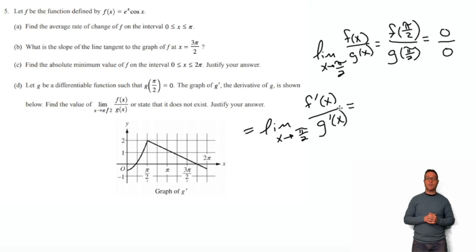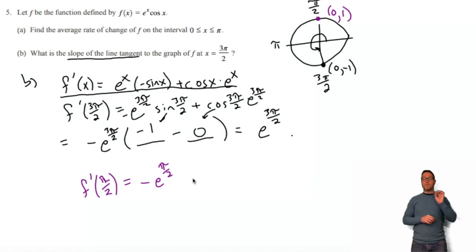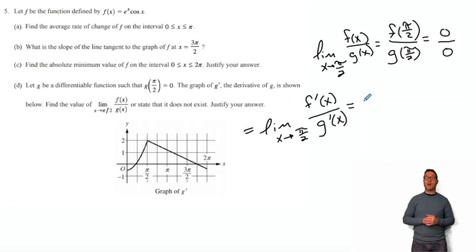So we're going to now take the derivative of each of these. And if you remember from part B, here's the derivative right here, f prime. So I'm going to plug pi over 2 into that and see what we get. So f prime of pi over 2 is going to be e to the pi over 2 times negative sine of pi over 2. And sine of pi over 2 is 1. So we're going to get negative e to the pi over 2. Also, while I'm calculating this, the beauty of L'Hopital's rule is as long as you get an indeterminate form like 0 over 0, you can repeat the process and you can keep taking derivatives. Okay, so f prime, we get negative e to the pi over 2 power.